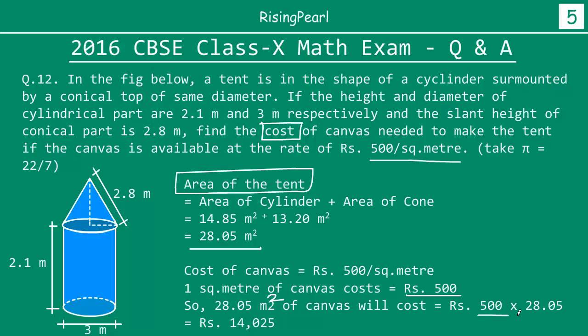So if 1 square meter costs this much, then 28.05 square meter will cost this times this, which is 14,025 rupees. This will be the cost of the canvas. This is how we solve question number 12.